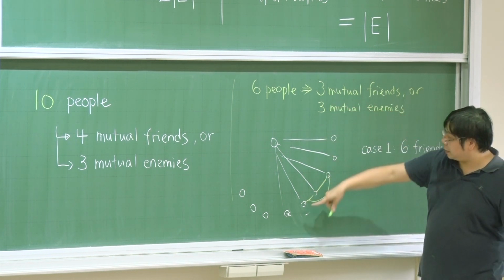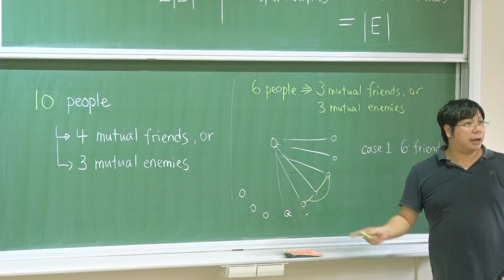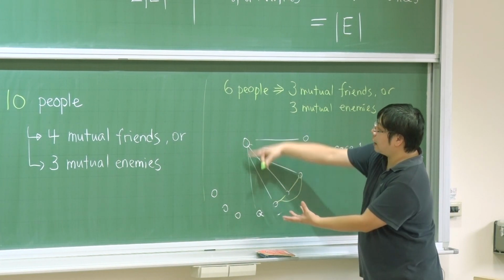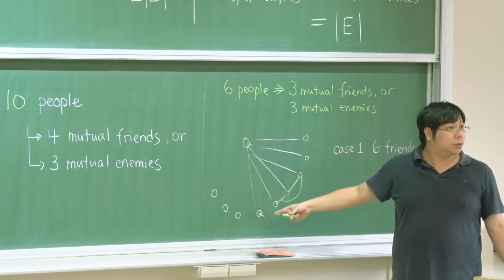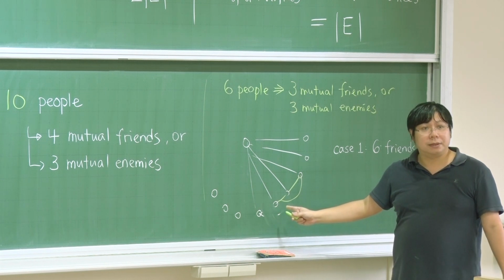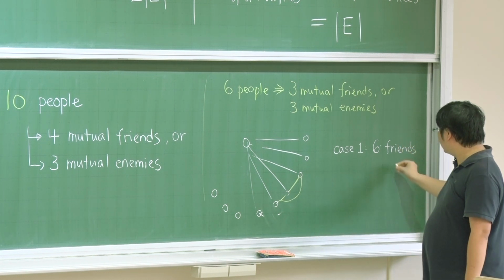Yeah, because these are 6 people. Among 6 people, there are either 3 mutual friends or 3 mutual enemies. Either there are 3 mutual friends, then in that case we have 4 mutual friends for the whole 10 people. Or there are no 3 mutual friends, then in that case there are 3 mutual enemies. So case 1 is okay.